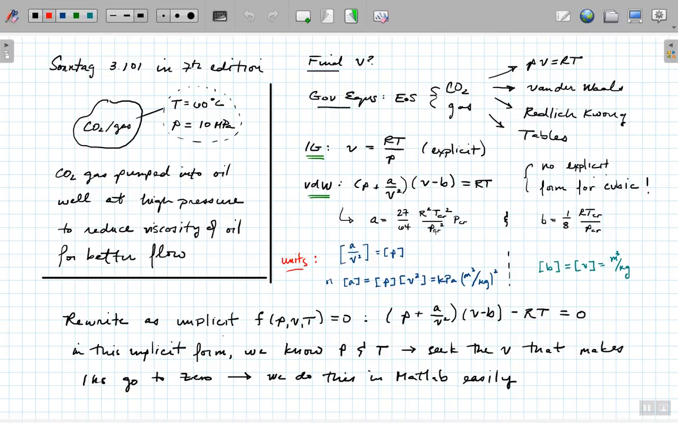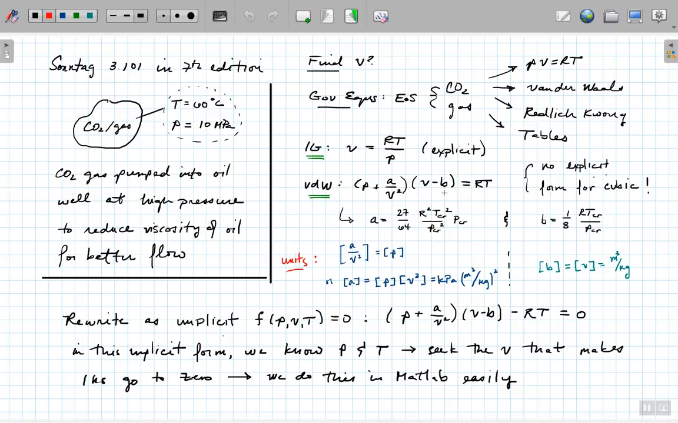RT on P, that should be units of volume, so this is going to be a volume squared times P critical. So the units of A here should be volume squared times pressure. We can also get that by just looking at this expression here, and since this term we have P being added to A on V squared must have the same units as P for the dimensional homogeneity of this expression to really work out. And what that means is that A has to have the units of ultimately P times V squared, as we just saw, or kilopascals times meters cubed per kilogram quantity squared.